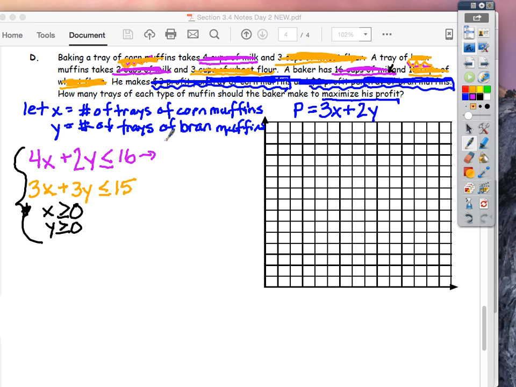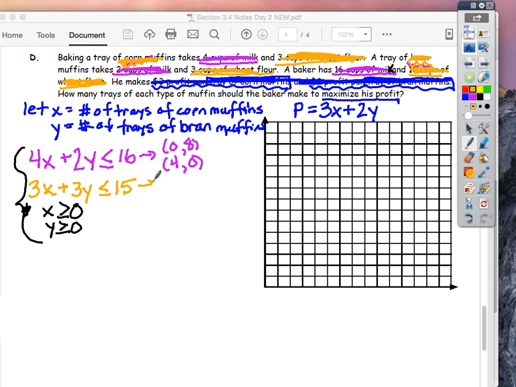So if I have a y-intercept and then an x-intercept, can I cover that up with my finger? I don't think I have that kind of skill. But if I were to hide the x, i.e. cover up the x, I have 2y equals 16. So that's going to just be 8 for your y-intercept. If you cover up the y, you have 4x equals 16. So you're going to get 4 for the x-intercept.